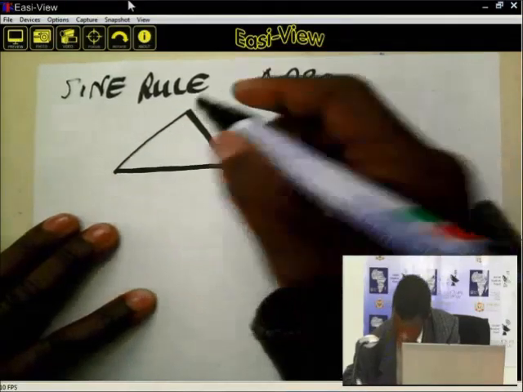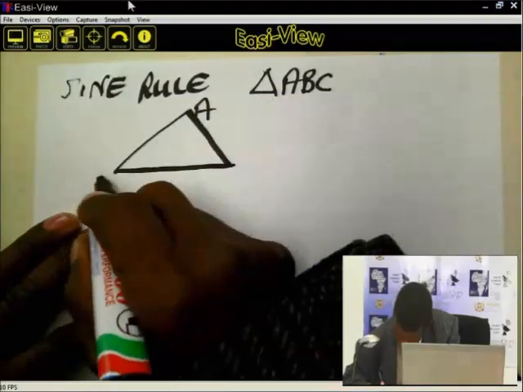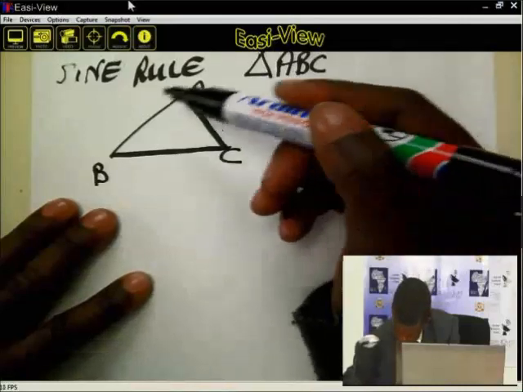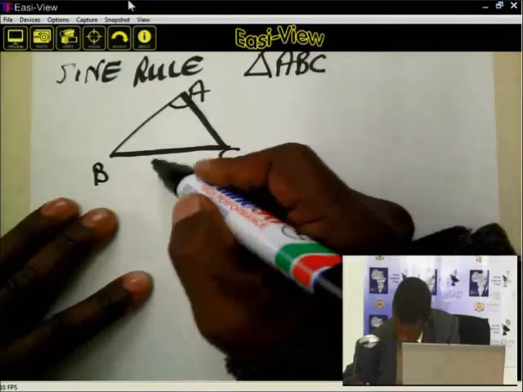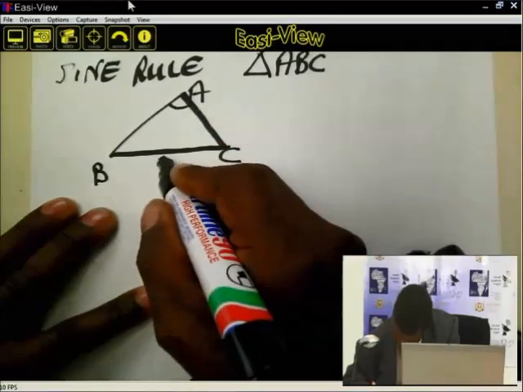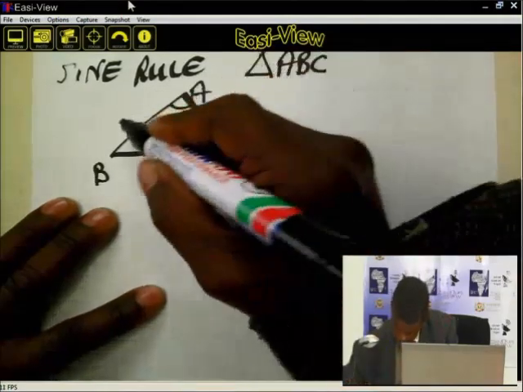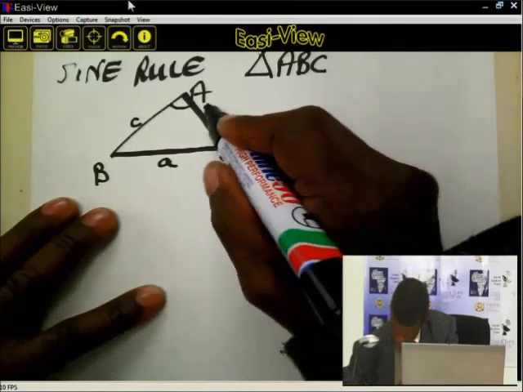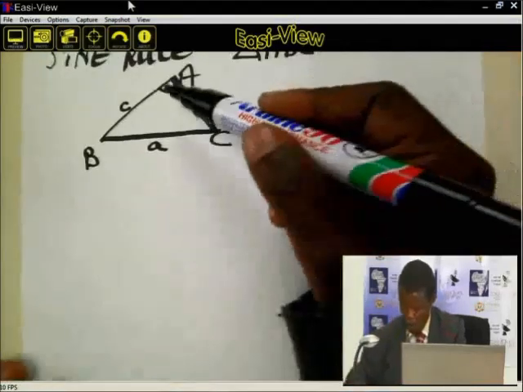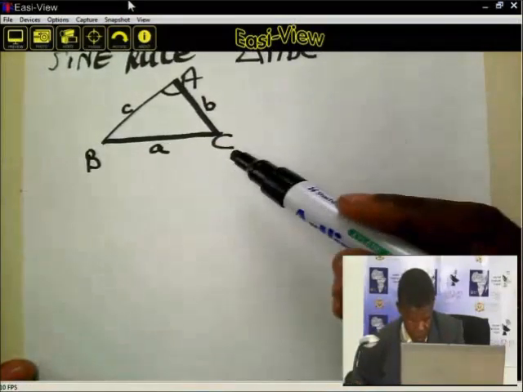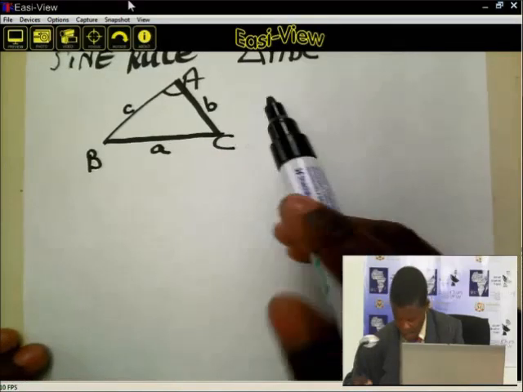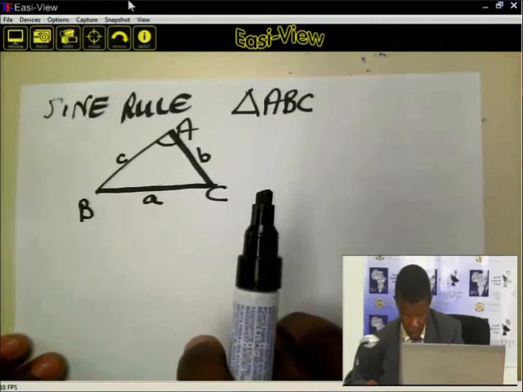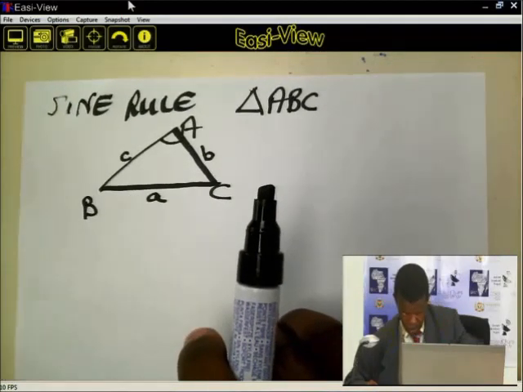You can put A anywhere, B anywhere, and C anywhere. The convention in mathematics is to choose the side opposite the angle to have a small letter, the same as that of the angle at the vertex. So this would be a, this would be c, and this would be b. Now obviously you cannot say opposite over hypotenuse. For instance, hypotenuse is strictly that side which is opposite a right angle. So if the right angle is not there, you cannot use the sine definition.